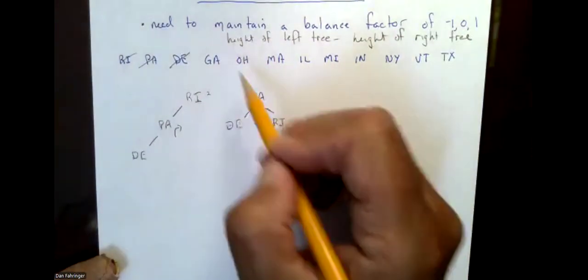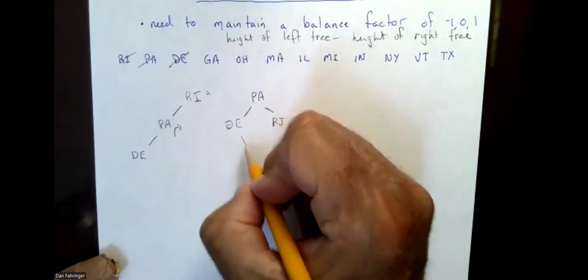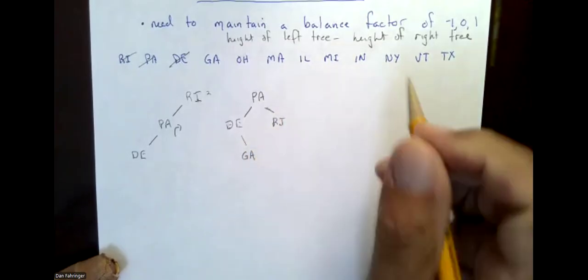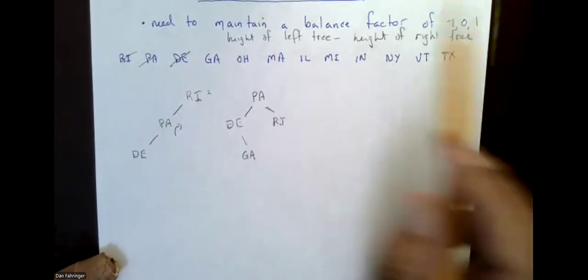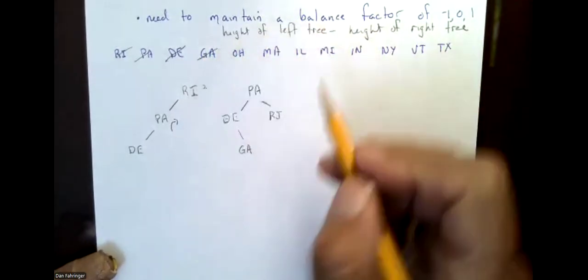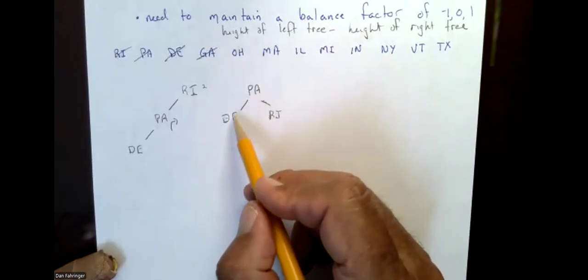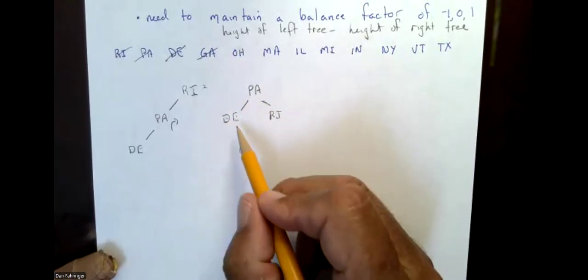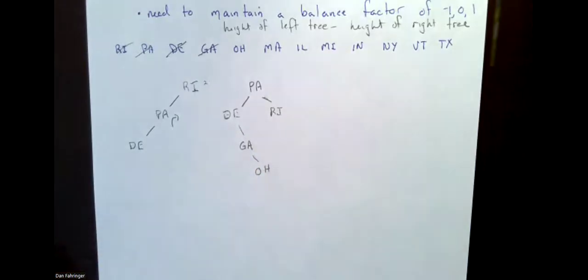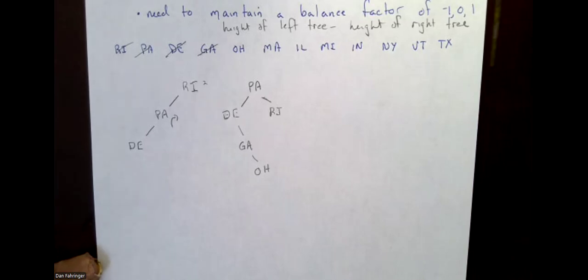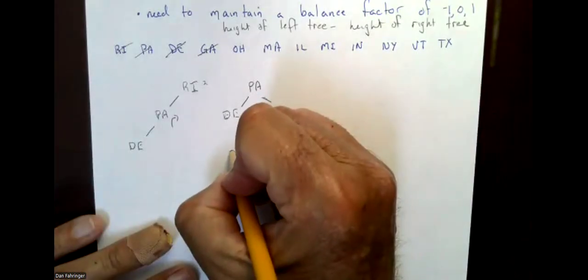All right, Georgia, less than P, greater than D. I think everything looks okay there. Questions? Ohio, O is less than P, greater than D, greater than G. Do I have a problem here? Yeah. What do I need to do? Rotate Georgia. Okay.